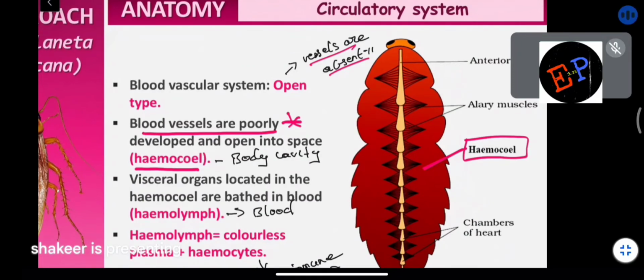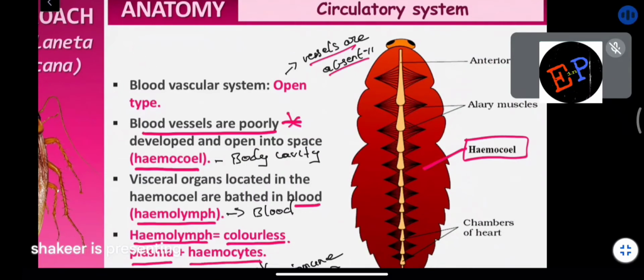So visceral organs located in the hemocoel are bathed in blood, and what is the name of the blood? Blood is called hemolymph. You should not be confused here. Hemocoel means the open spaces into which blood is thrown, and the name of the blood is hemolymph. In these open regions, visceral organs are present, which are taking a bath in the blood. So this blood consists of what? It consists of colorless plasma and hemocytes.